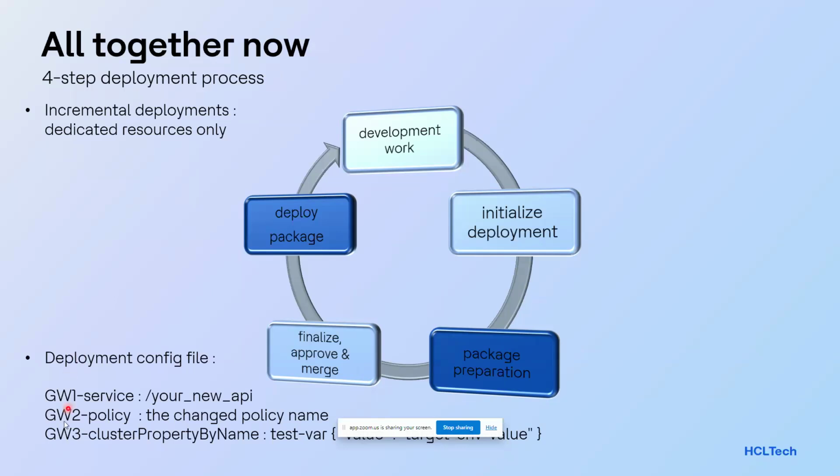Just as an example, I've listed this deployment config file, so you can specify what gateway you want to work on. Let's say gateway 1, and you want to export a service with this resolution path. Additionally, you need to deploy a policy from gateway 2 with this policy name. And as a third example, you also want to copy over a cluster-wide property with this name, but you need to override the value to the target environment specific value. Just as an example, very simple. So this kind of functionality is available.